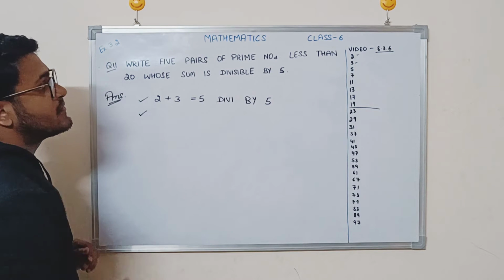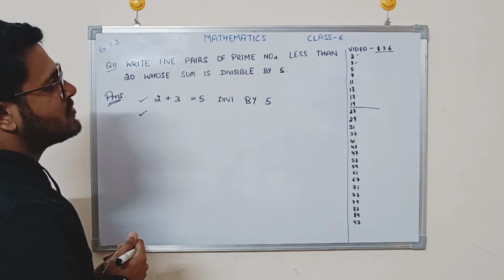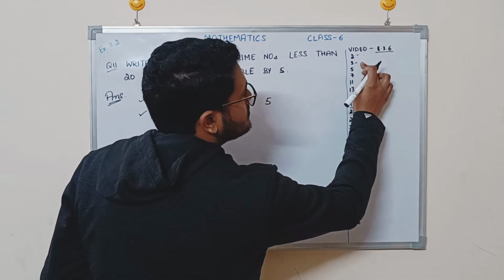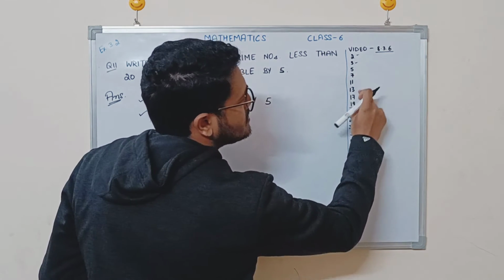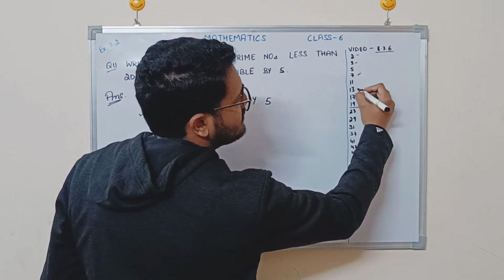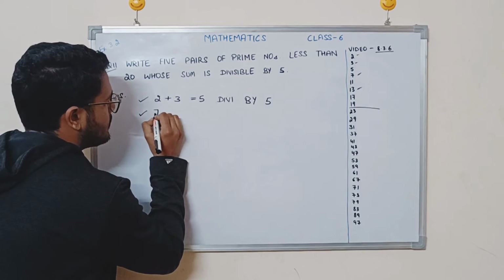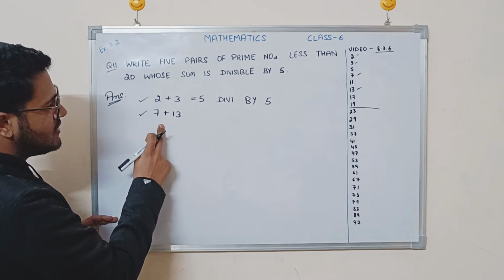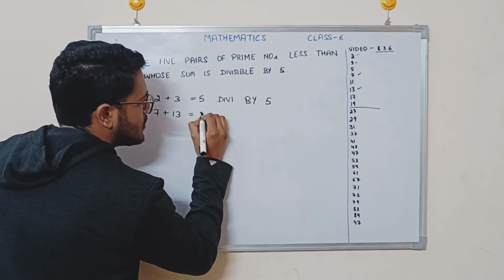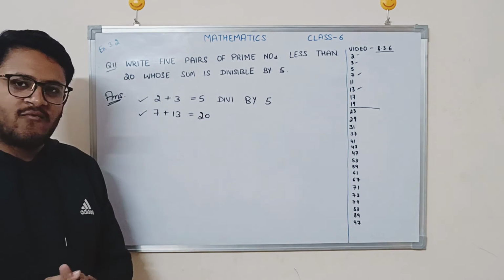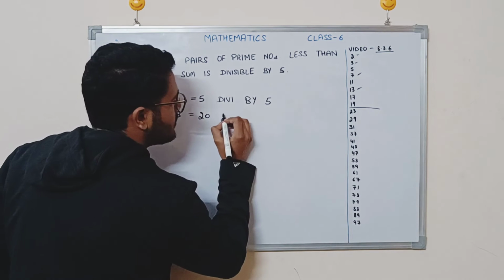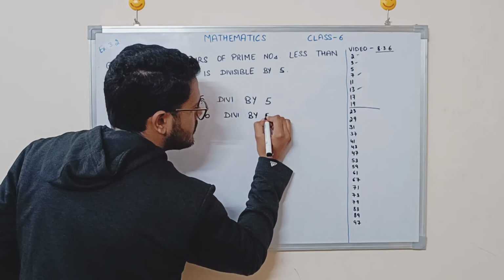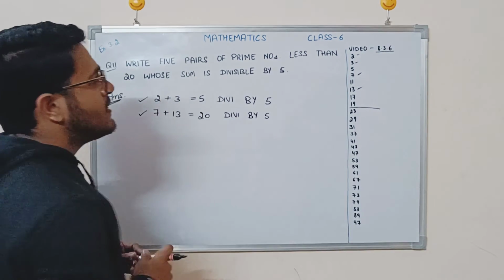So let's try the second. Let's take 7 plus 13. Let's take 7 and 13. What will it come out to be? 13 plus 7 is what? 20. And we already know 5 fours are 20, so 20 is divisible by 5.